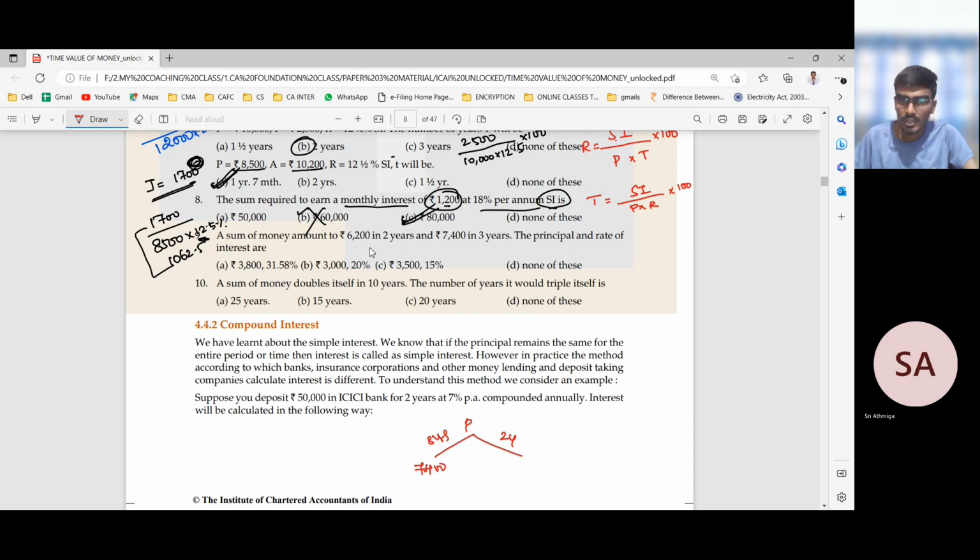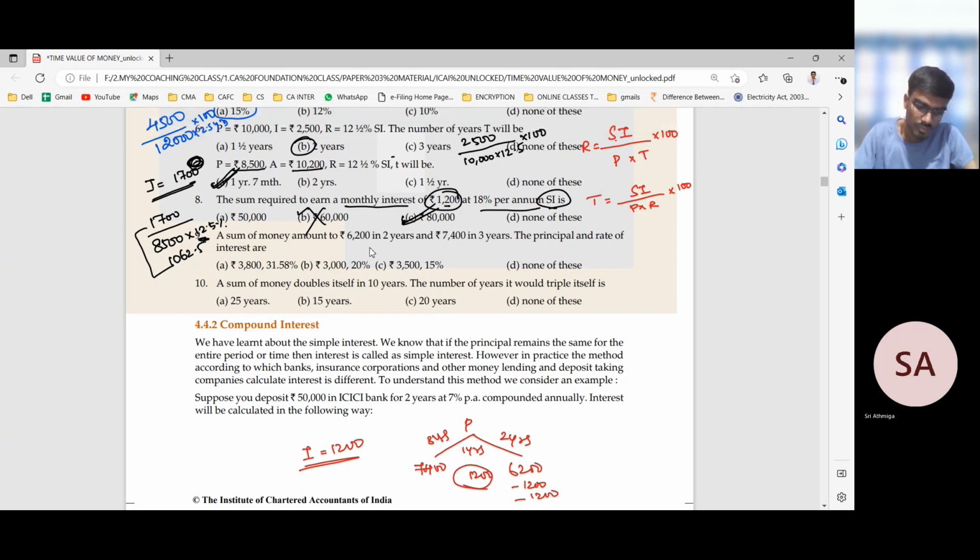7,400 for 3 years, and for 2 years it is 6,200. The difference is 1 year. Thus, the difference is 1,200. So shall I say interest is equal to 1,200, minus 1,200, minus 1,200. It is nothing but 2,400. 6,200 minus 2,400. It is nothing but my principal value is 3,800.